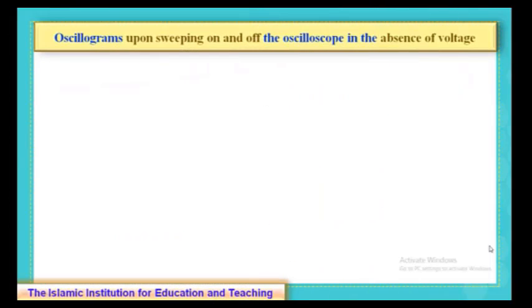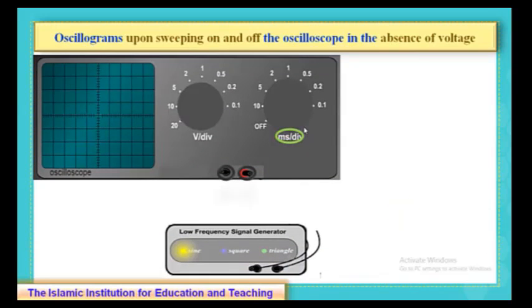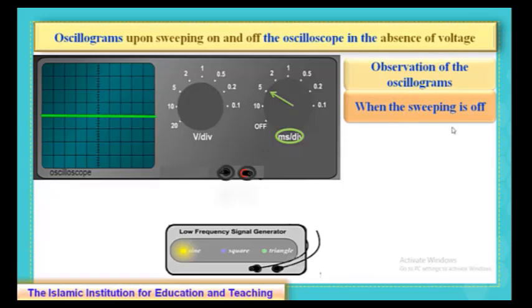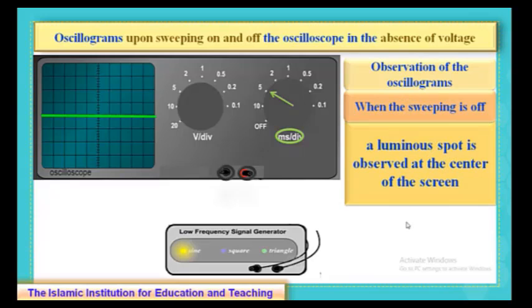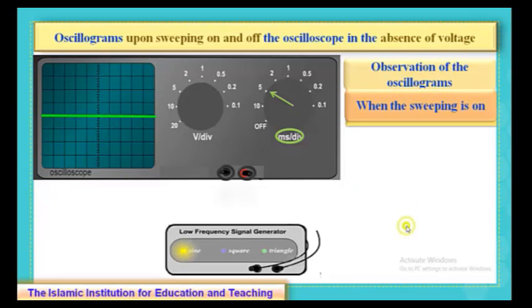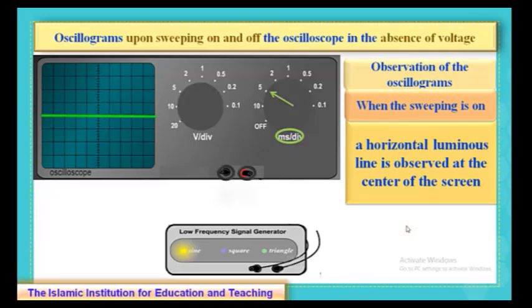Now, how do the oscillograms appear on the screen of the oscilloscope in the case of AC voltage? In the first case, in the absence of the voltage, and when the sweeping is off, or when the SB button is adjusted on the zero level, a luminous spot appears at the center of the screen. But when we sweep on the oscilloscope, the luminous spot starts to move on the x-axis and accelerates until it appears as a horizontal luminous line. So, in the absence of the voltage and when the sweeping is off, a luminous spot is observed at the center of the screen. But when the sweeping is on, a horizontal luminous line is observed at the center of the screen.